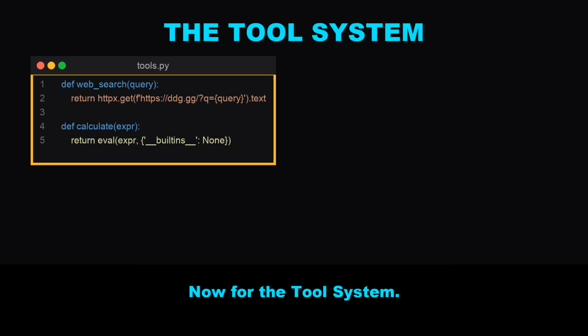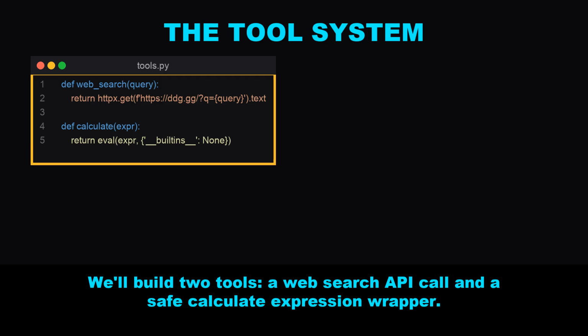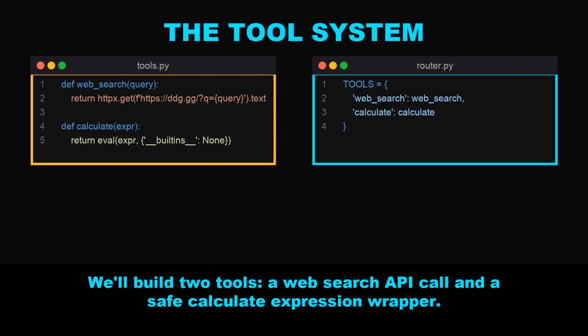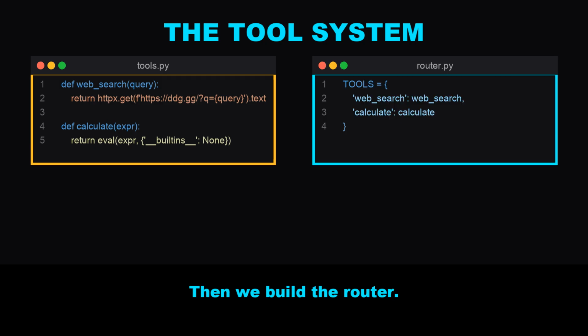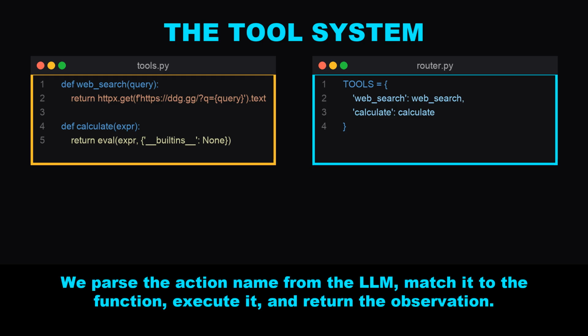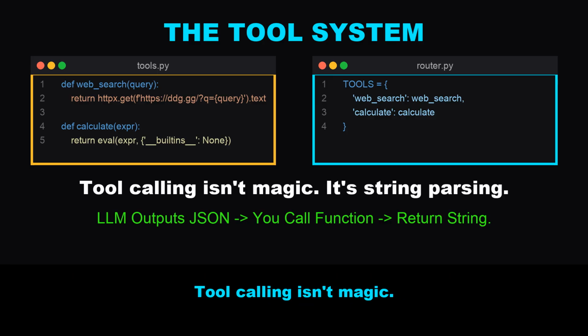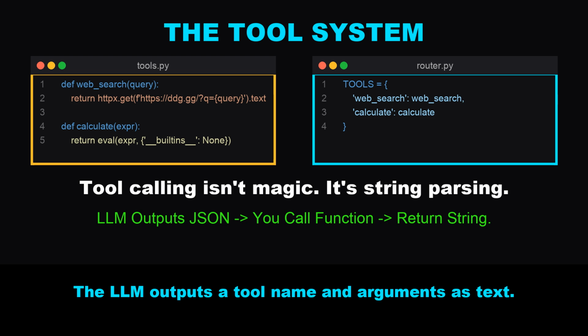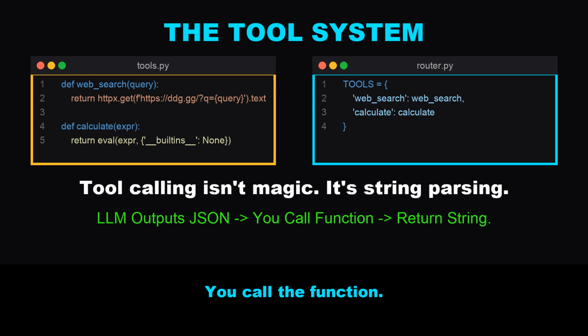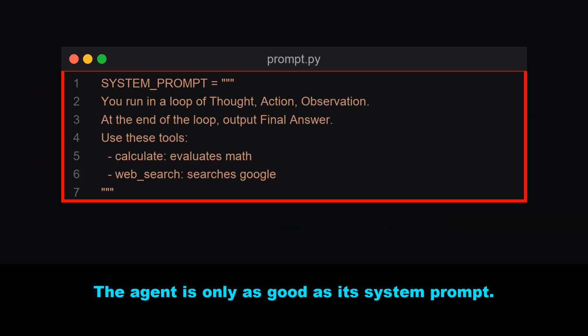Now for the tool system. We'll build two tools, a web search API call and a safe calculate expression wrapper. Then we build the router. We parse the action name from the LLM, match it to the function, execute it, and return the observation. Tool calling isn't magic. It's string parsing. The LLM outputs a tool name and arguments as text. You parse it. You call the function. That's it.